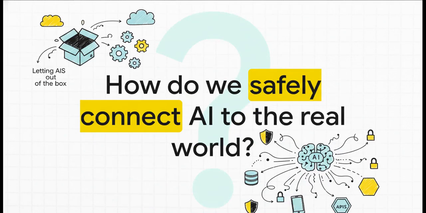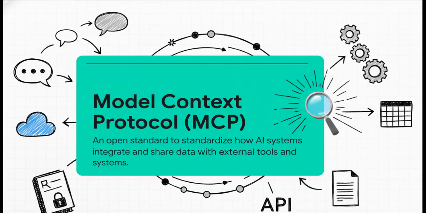And that leads us to the million-dollar question that everyone in the industry is scrambling to answer. How do we let these AIs out of the box safely? How do we plug them into live databases, apps, and APIs without just opening the door to chaos? And that is exactly where the Model Context Protocol comes into play. You can think of MCP as a universal language, an open rulebook that lets any AI system talk to any external tool. It's the standard that makes those connections reliable, consistent, and hopefully safe.